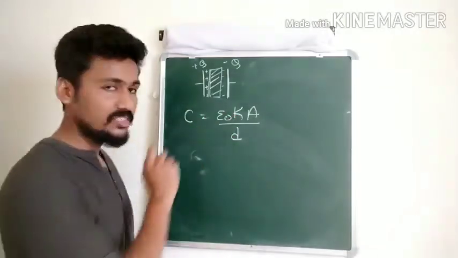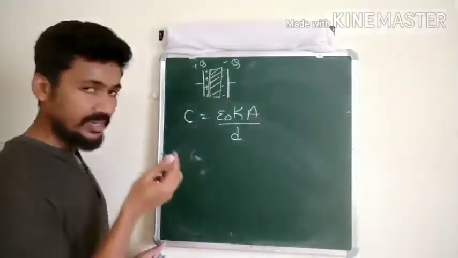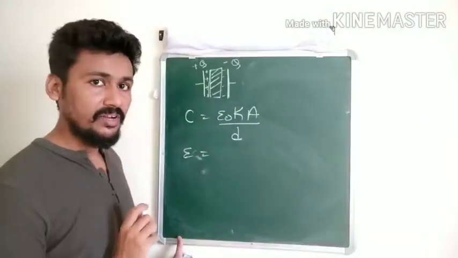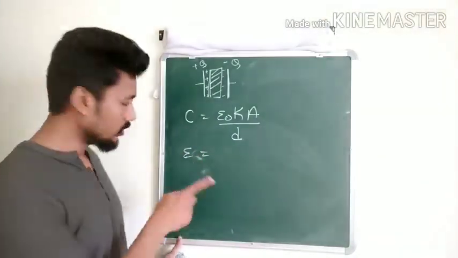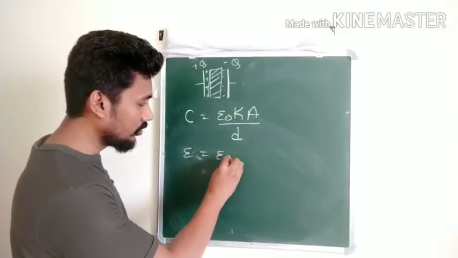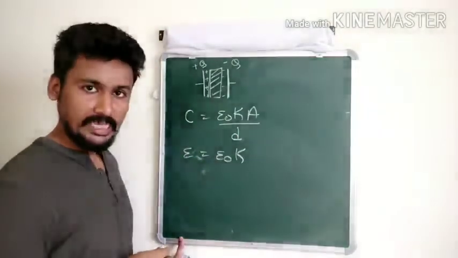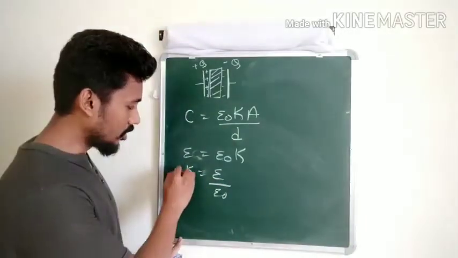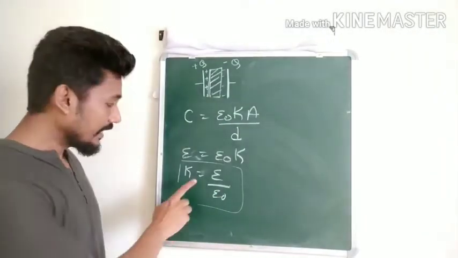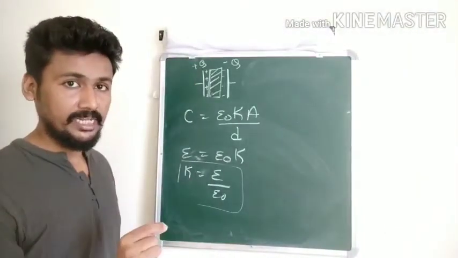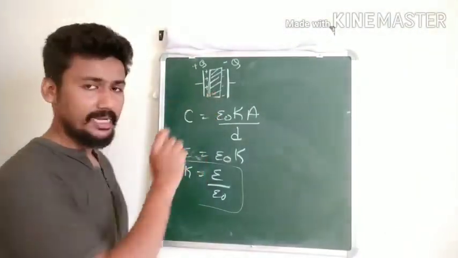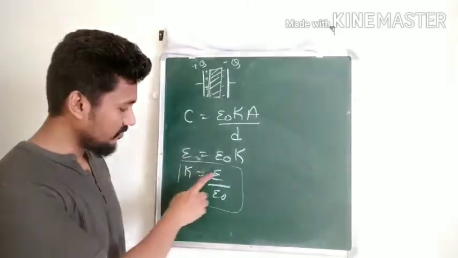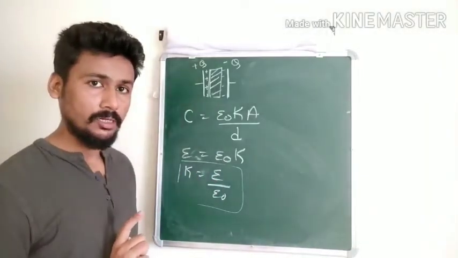Now let us talk about this factor K. Okay, we have seen that epsilon is the permittivity of that material. So we can write epsilon is equal to epsilon naught into capital K, and you can write K is equal to epsilon by epsilon naught. K is called the dielectric constant of that material. The dielectric material that you have put, it is a property of that particular material, and K we get as epsilon by epsilon naught.